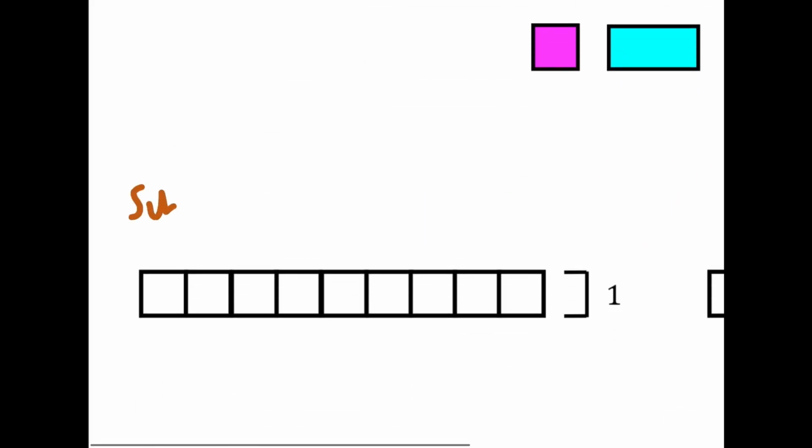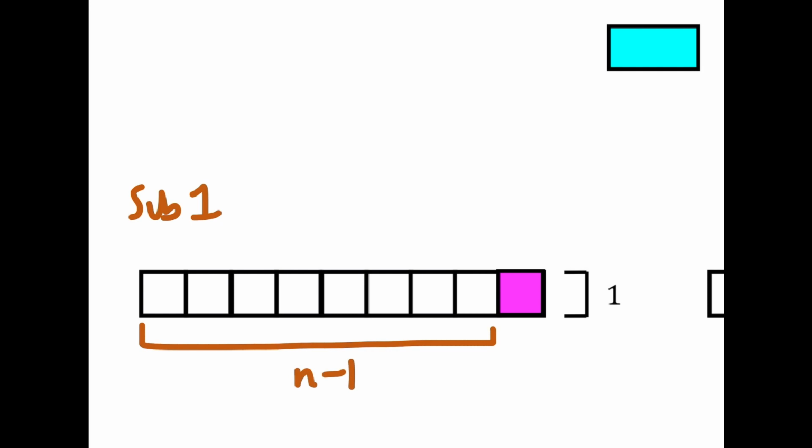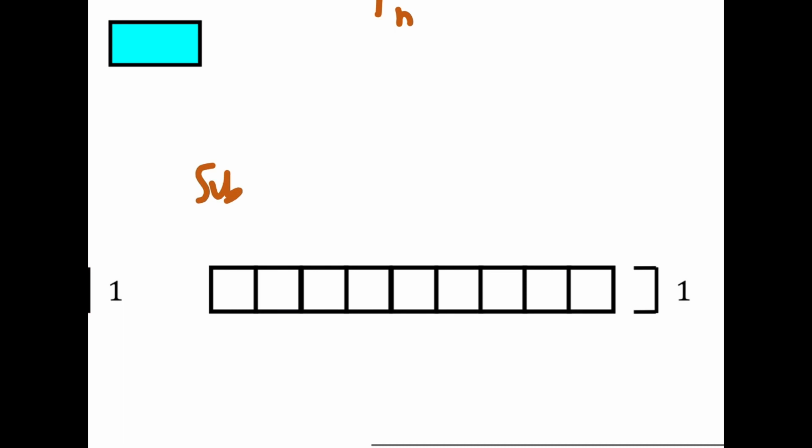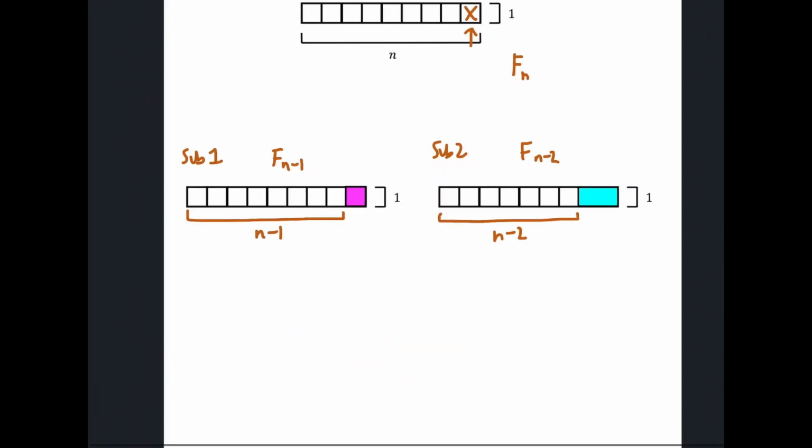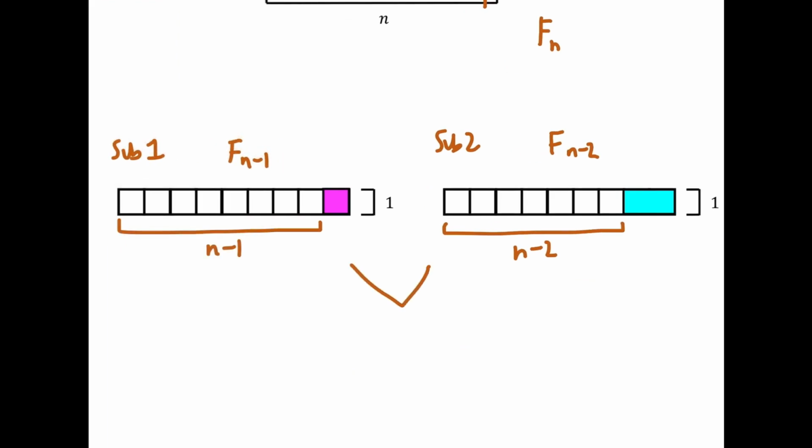In subcase 1, where a singlet occupies x, there will be n minus 1 spaces left. Thus the solution will be capital F sub n minus 1. In subcase 2, where a doublet occupies x, there will be n minus 2 spaces left. Thus the solution will be capital F sub n minus 2. Summing both of these possibilities, the solution for capital F sub n, which is the number of ways to tile an n by 1 board, will be equal to capital F sub n minus 1 plus capital F sub n minus 2, which is the Fibonacci rule.